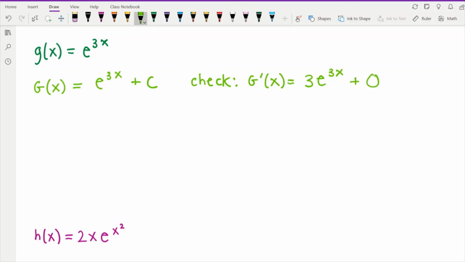And that's not right, right? That doesn't match our original function. We want e to the 3x. We don't want 3 times e to the 3x. And so this did not work. Okay, this is a fail. But it helps us figure out what the actual antiderivative is, right?